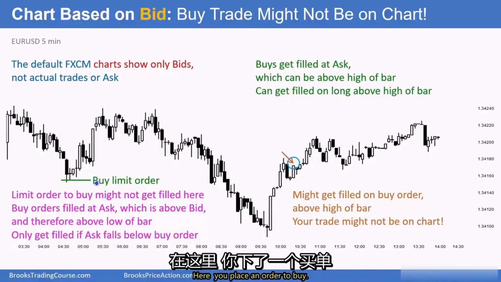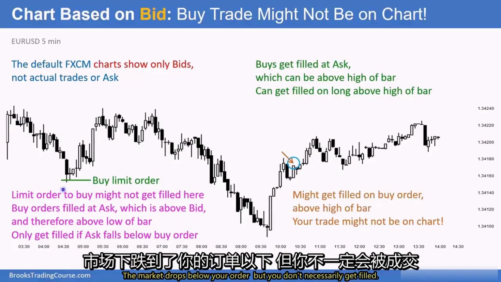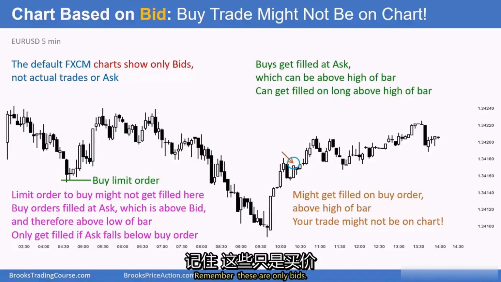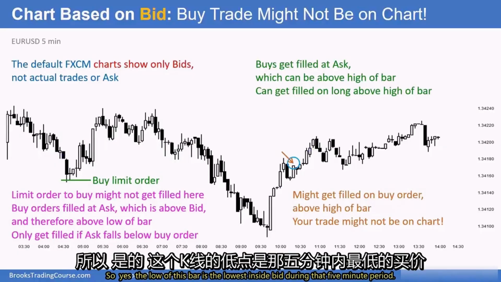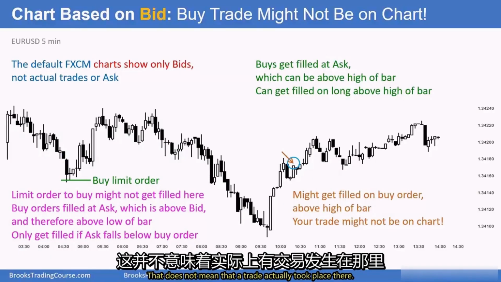Here, you place an order to buy. The market drops below your order, but you don't necessarily get filled. Remember, these are only bids. The entire chart is only bids. So, yes, the low of this bar is the lowest inside bid during that 5-minute period. That does not mean that a trade actually took place there.